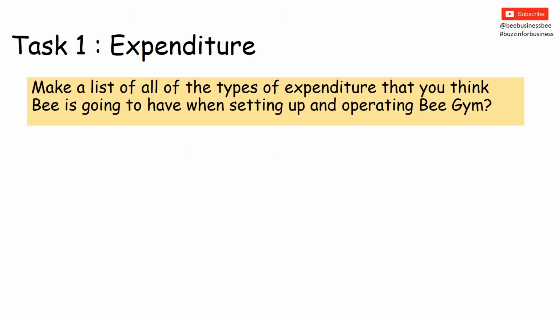Task 1 is all about expenditure. I want you to make a list of all of the types of expenditure that you think Bee is going to have when setting up and operating Bee Gym. So literally make a list of all the different types of expenditure. Now remember, expenditure is money going out of the business, so that'll be startup costs and operating costs from Bee Gym. Pause the video while you do that and then unpause it to see what answers I've got.